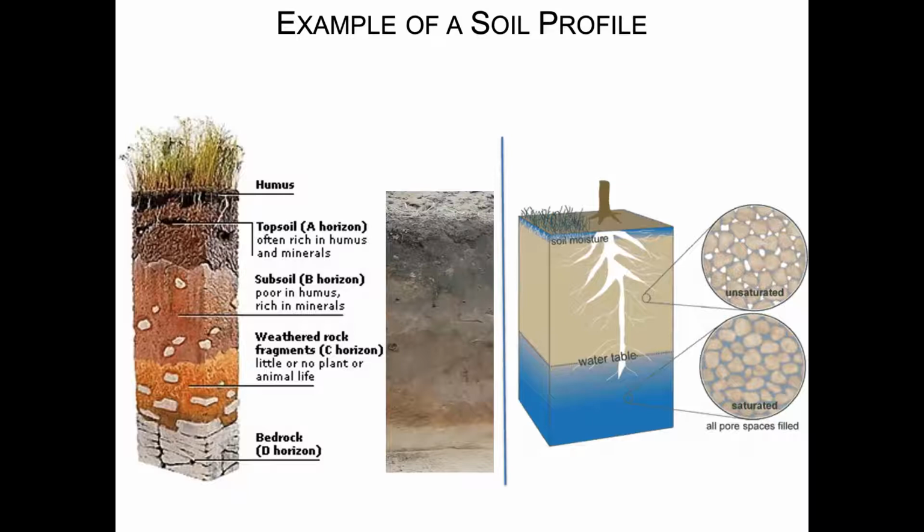And so here you have just a reference of a column of soil, and the topmost soil, that's humus. That's a very rich organic layer. And then as you go down, you've got what are called different horizons. So then you've got the topsoil, the A horizon, which is still rich in humus and minerals. And then you've got less organic material the further you go down, and coarser particles the further you go down until you hit the bedrock.